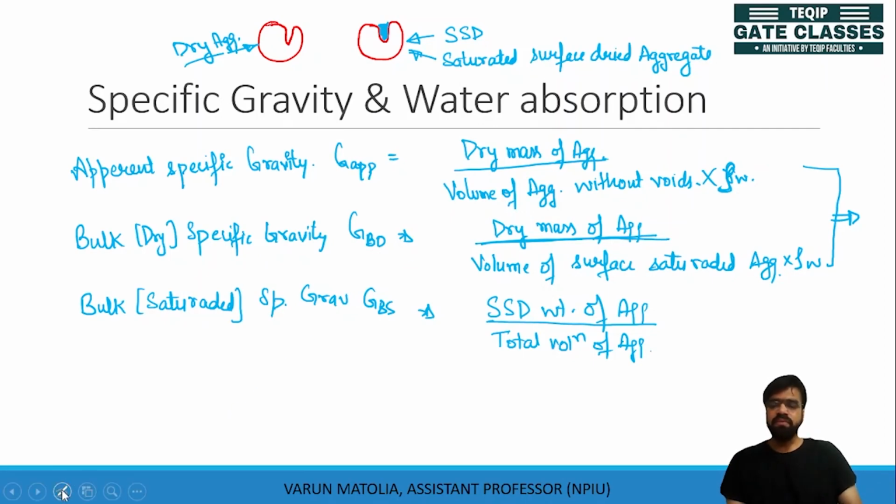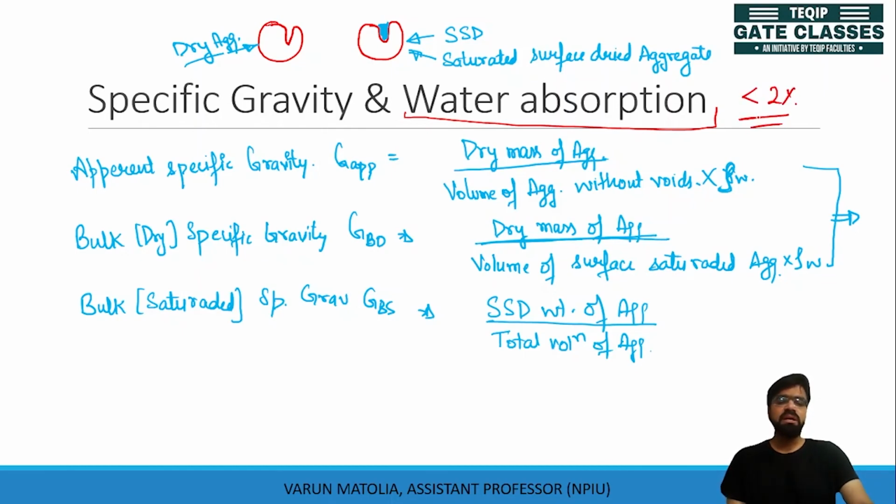The next is water absorption. We don't want aggregate to absorb water. So water absorption is also limited to 0.1 to 2%. Aggregate should not absorb water, or we should use aggregate which absorbs water less than 2%. Water absorption should be less than 2%.